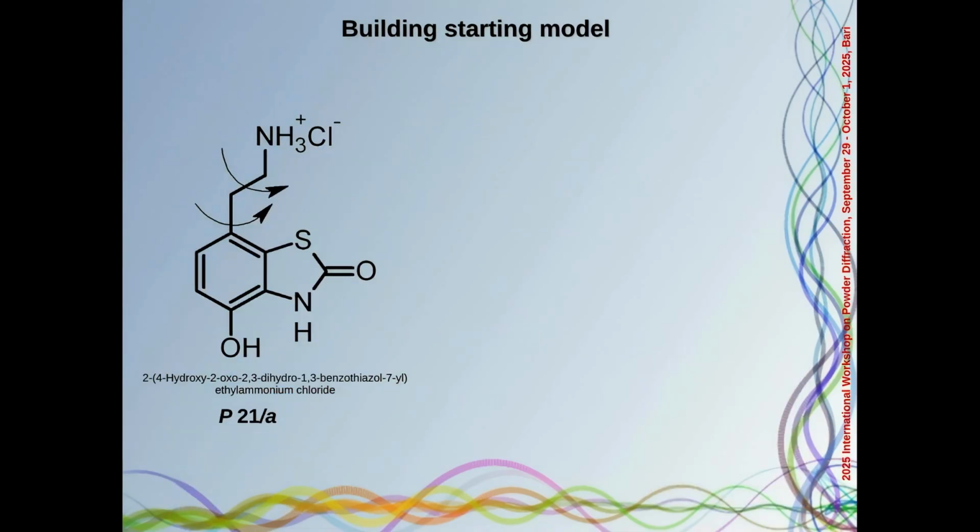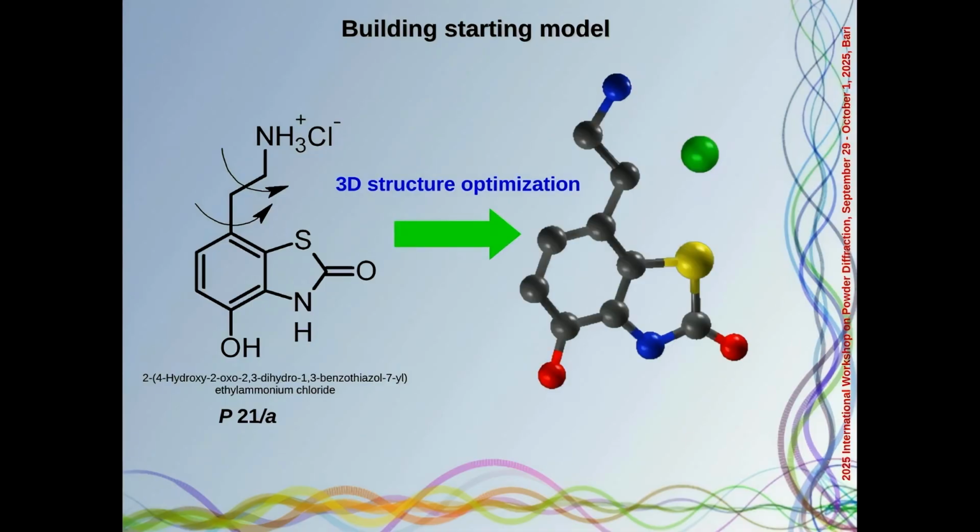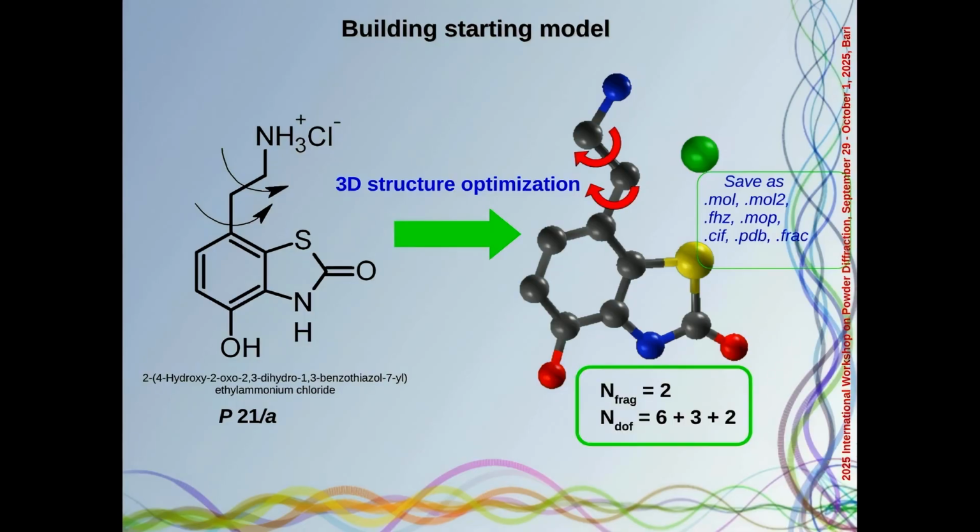Okay. And so in general, the process of building a starting model is a two-step process. The first step could be the structural optimization. And then you have to export this three-dimensional representation in a file, for example, MOL format files that can be imported by the software EXPO. In this case, you can see that the starting model contains 2 fragments, and we have 6 degrees of freedom related to the orientation or translation of this fragment.